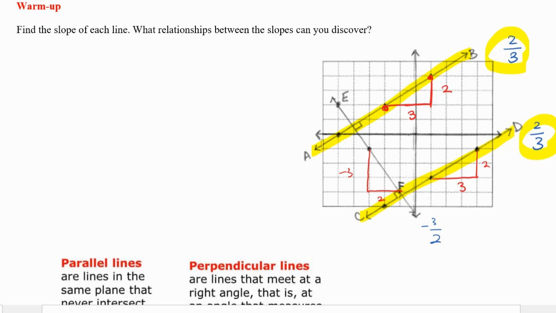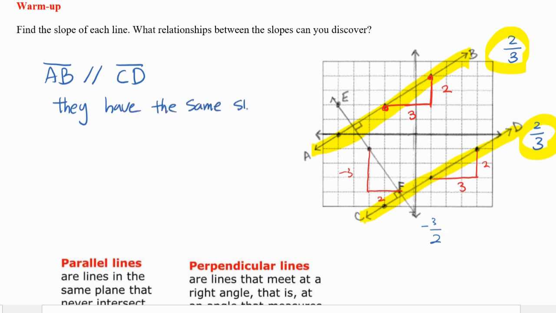And what's the relationship between those two lines? Right, they're parallel lines. So when lines are parallel, we use this notation. And they have the same slope. That is 2 over 3.